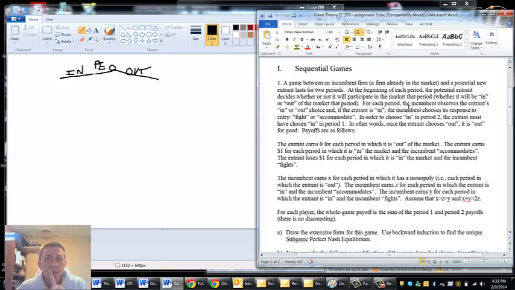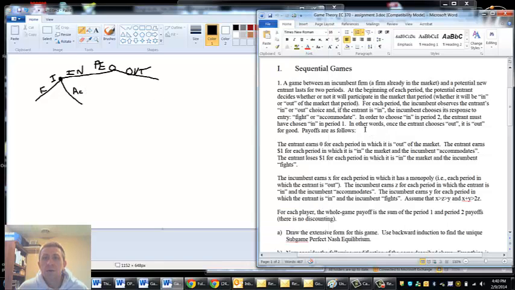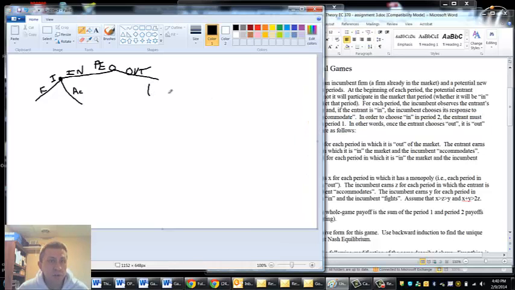In each period, the incumbent observes the choice. If the entrant's in, the incumbent chooses to fight or accommodate. If the entrant's out, the incumbent just has a monopoly. It doesn't matter. So if it's in, the incumbent chooses to fight or accommodate, so let's extend this down. Once the entrant chooses out, it is out for good, which means the game ends right here if the potential entrant chooses out on the first move.